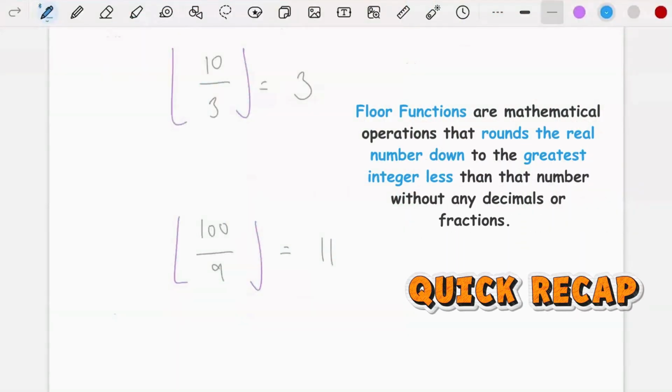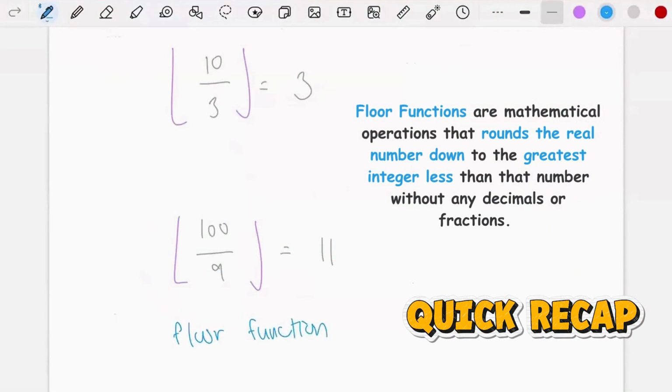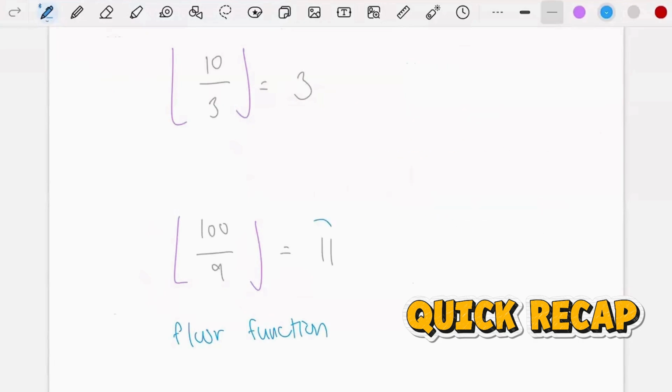This is called the floor function. When you divide numbers and put a floor function on it, you don't want the decimals or the fractions. It's just the whole number. So 100 divided by 9 would have been 11 and 1/9, but you just want 11. That's basically it.